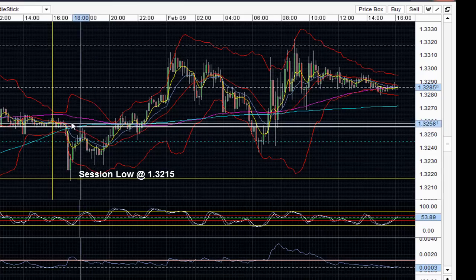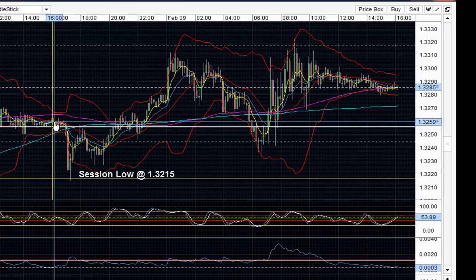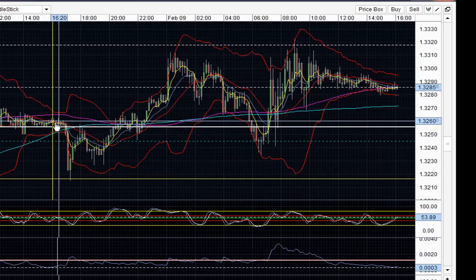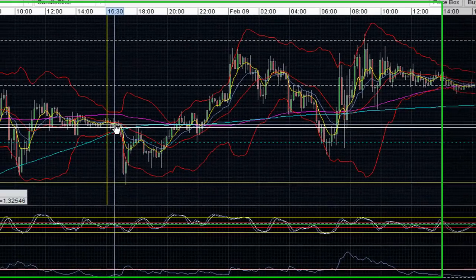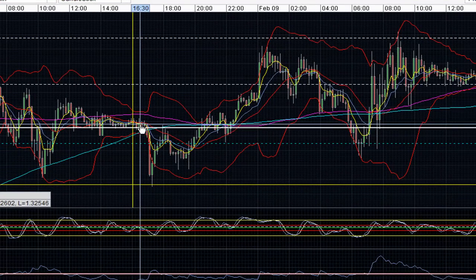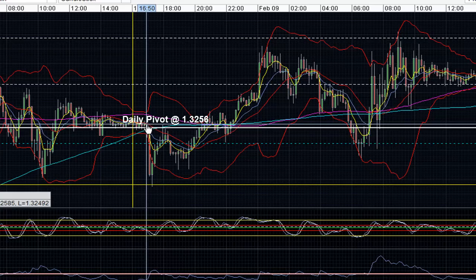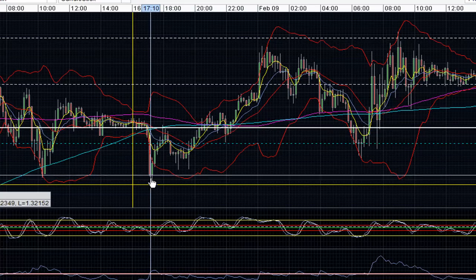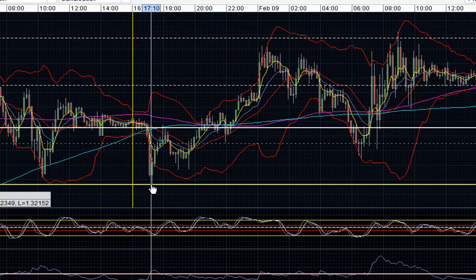So let me go back to the Asian trading session, which is marked by this vertical line. Right around the open of the Asian trading session, you can see that price was above our daily pivot point, but then it eventually broke through this daily pivot point level at 32.56, and it began to slide, and it found support at this 32.15 area.